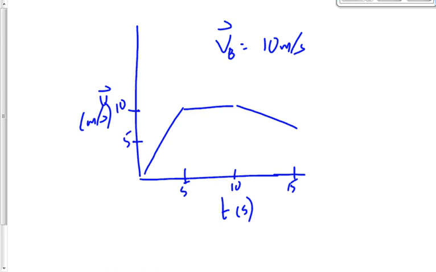What's the change in velocity between 0 and 5 seconds? Anyone? This one's an easy one as well. 10 meters per second. Good. We're going to say final minus initial. The final at 5 seconds is 10. The initial at 0 seconds is 0. 10 minus 0 is 10.